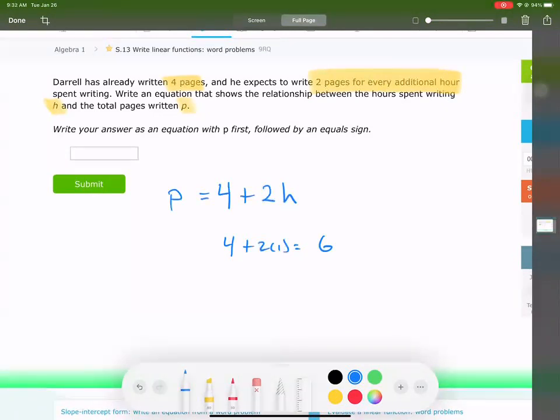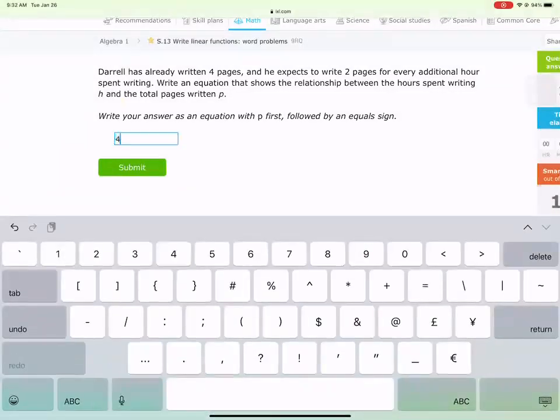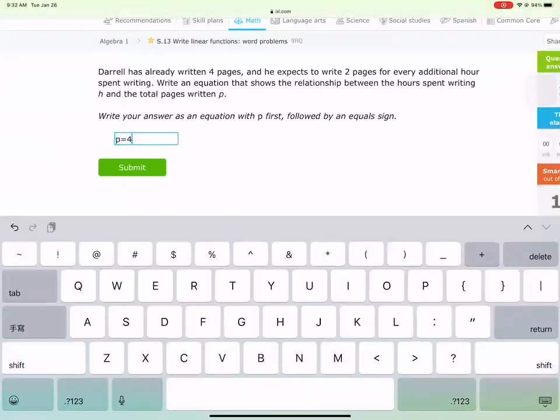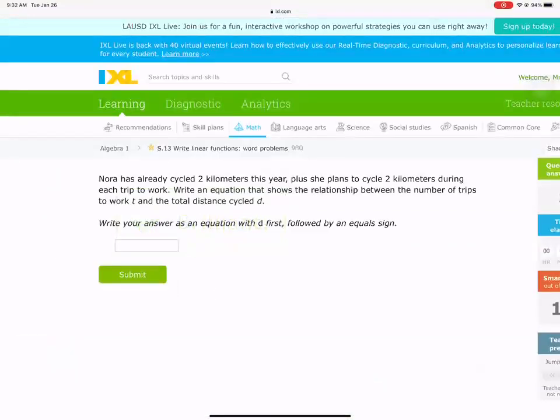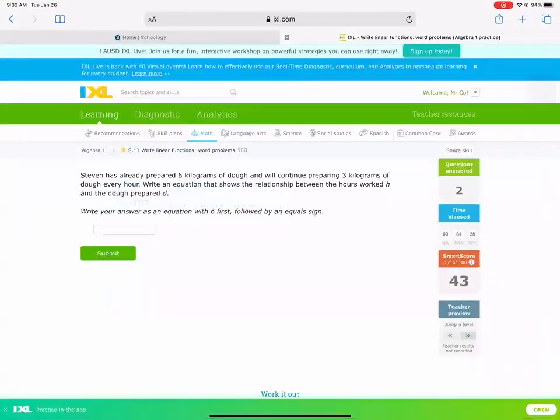So let's go ahead and plug this in and see if it agrees with us. 4 plus 2H. Oops, sorry. We have to write P first, right? P equals 4 plus 2H. Okay. All right, brilliant. Okay, let's go ahead and jump to a harder version of this problem.